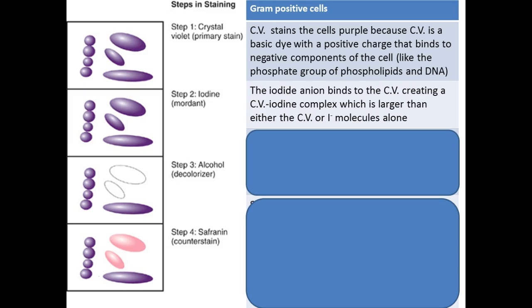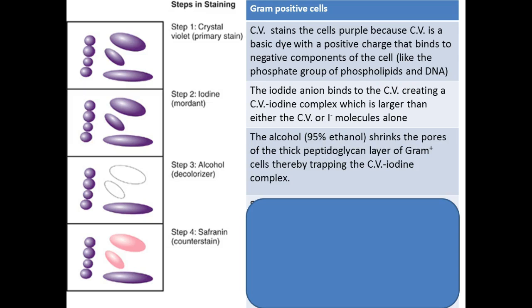Now when we decolorize with ethanol, do we actually decolorize, remove color from gram-positives? No. We shrink the cell wall and we trap in the crystal violet iodine. So these guys retain the dye complex. They stay purple. Next step, staining with safranin. Well, these guys are already purple, right? When we stain them red, are they going to change color? No, they basically become a darker purple.